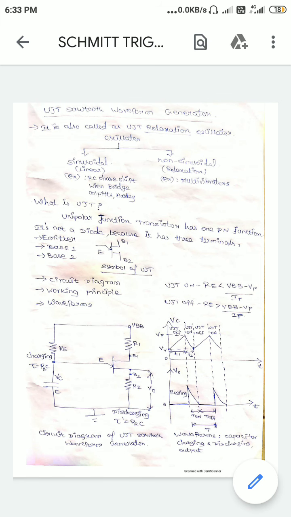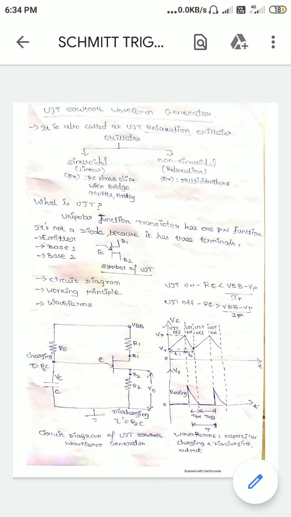Now, what is a UJT? UJT is also a transistor. It is called the unijunction transistor. It has only one PN junction like a diode, but it is not a diode, it is a transistor like a BJT. Like a BJT, it has three terminals: emitter, base 1 and base 2. But in a BJT you have three terminals called collector, emitter and base. You can see the symbol of the UJT here.